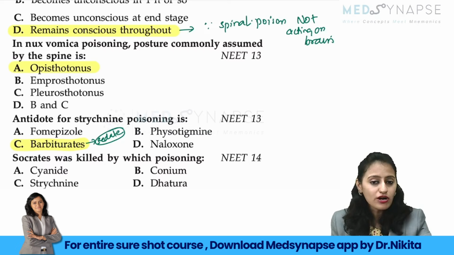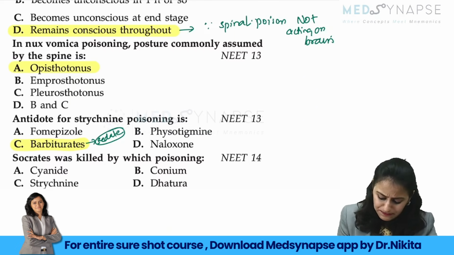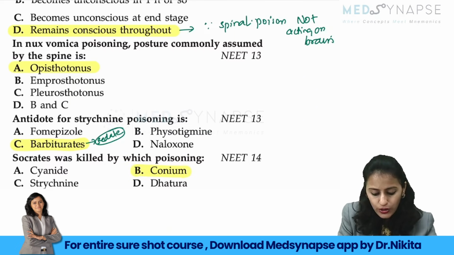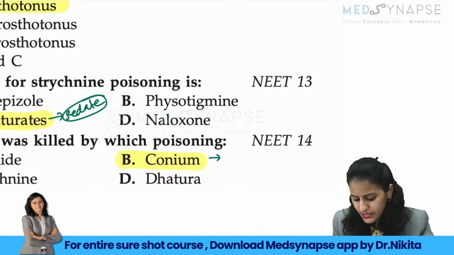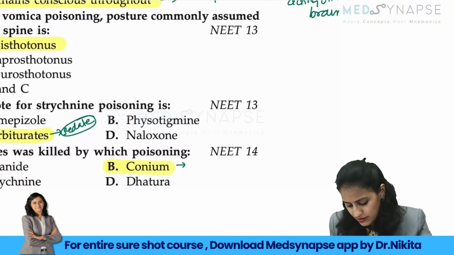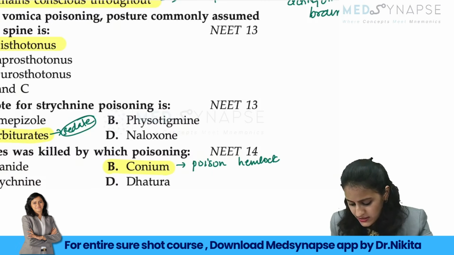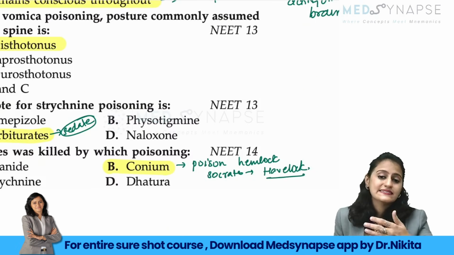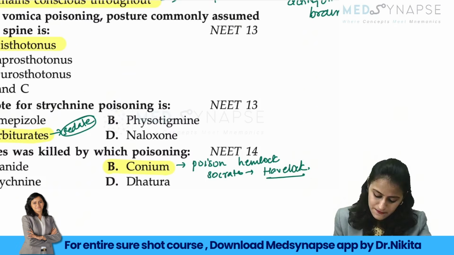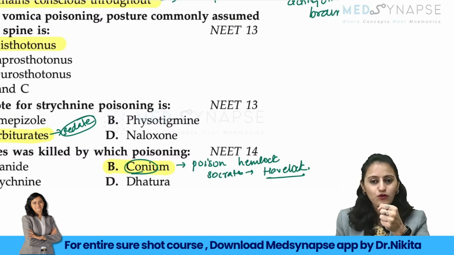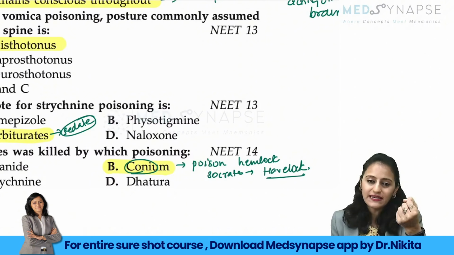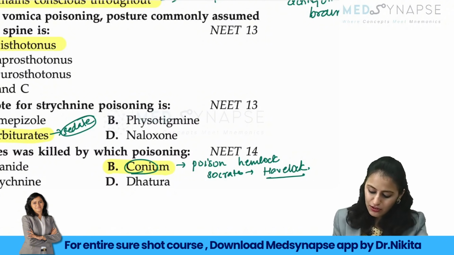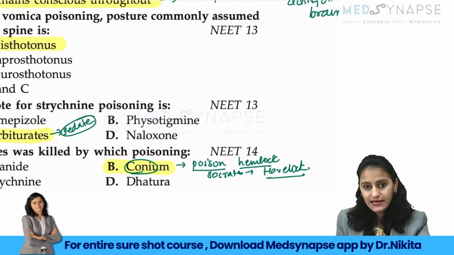Next question: Socrates was killed by which poisoning? He was killed by conium. Now what are the points for conium? Conium is also called poison hemlock. You can remember this as Socrates was killed in Havelock Islands in the Andaman. Havelock, hemlock, conium. He was given some cone and he died in Havelock. So Conium maculatum, also called poison hemlock.